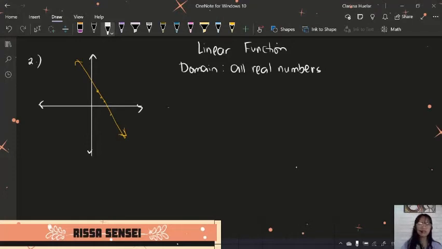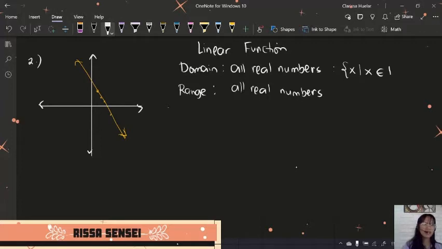So, pag kumukuha tayo ng domain ng kahit na anong linear function, it is all real numbers. So, lahat ng real numbers pwede as value of x. Ganun din ang range. All real numbers din. And how do we write this formally? Pwede natin siyang isulat as the set of all values of x such that x is any element of real number. Kapag range naman, it is the set of all values of y such that y is any element of real number.